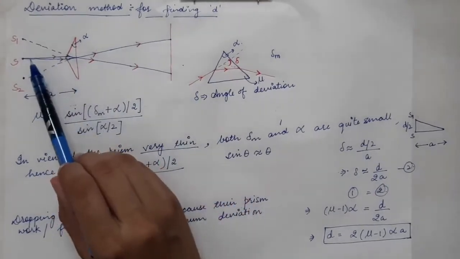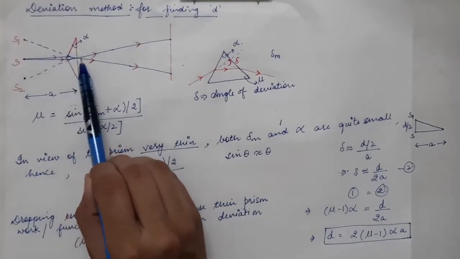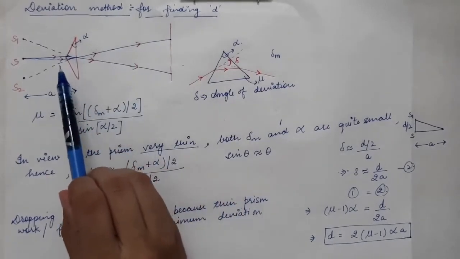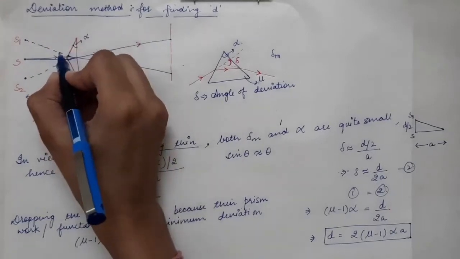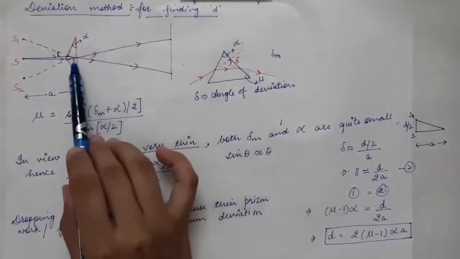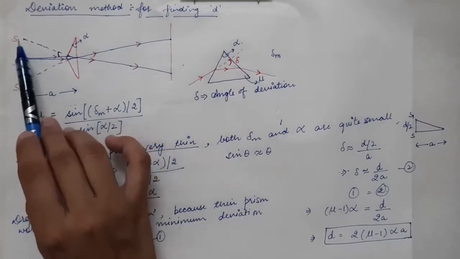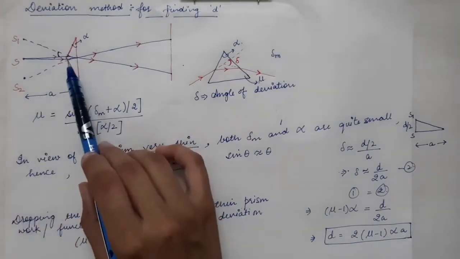So the angle which is made by the incident ray and the transmitted ray, the ray which is transmitted after the refraction from the biprism. So the angle which is made is this angle. The transmitted ray is extended in the backward direction, and here is the virtual source, which is the S1 source.